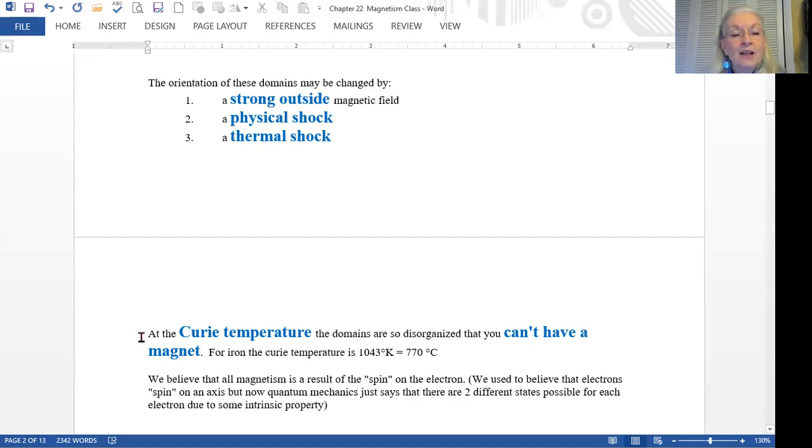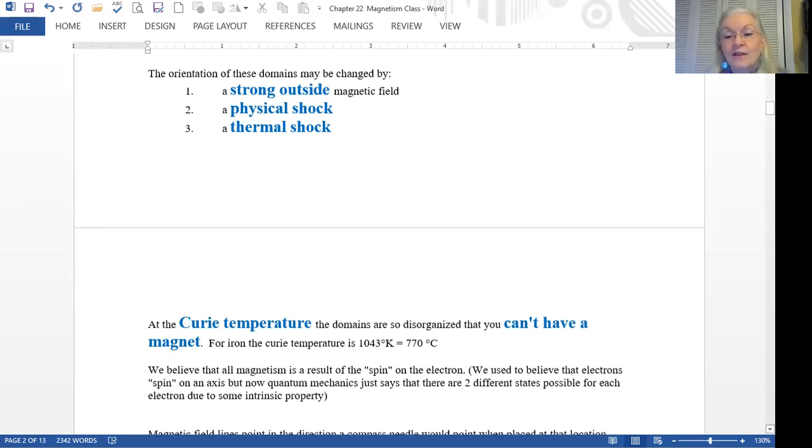So what is that magic temperature that screws things up? That is the Curie temperature. The Curie temperature is the temperature at which your domains are so disorganized that you can't have a magnet. For iron, the Curie temperature is 770 degrees Celsius. So that is very, very hot. I think under normal conditions, we're safe.